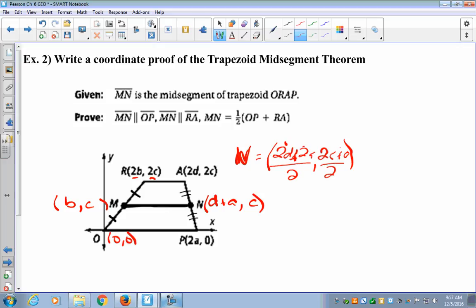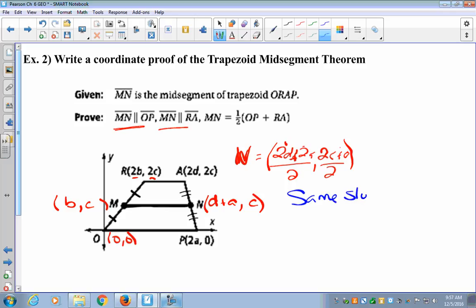Okay. We want to prove that MN is parallel to OP, which is parallel to RA. When we don't have any information on angles, how do we prove two lines are parallel? Using coordinates. I'm going to give you a hint. We haven't used this formula yet, and we wrote it down on our paper. So, parallel lines have what kinds of slopes? Same. So we're going to be looking for same slope.